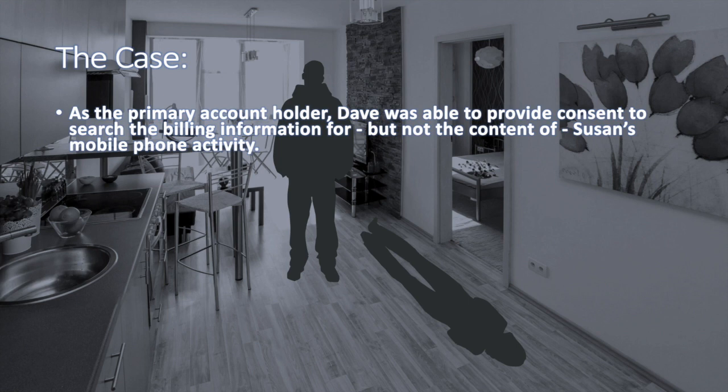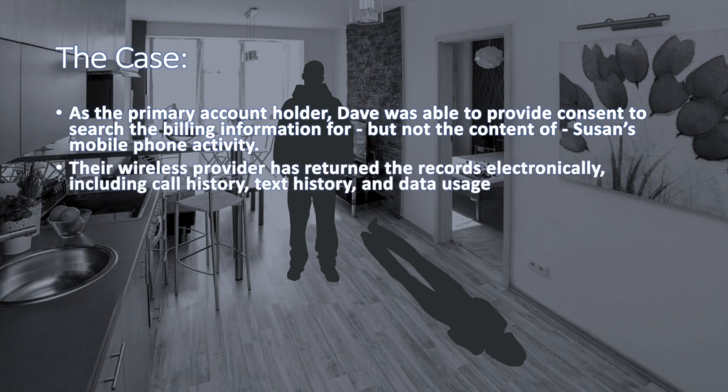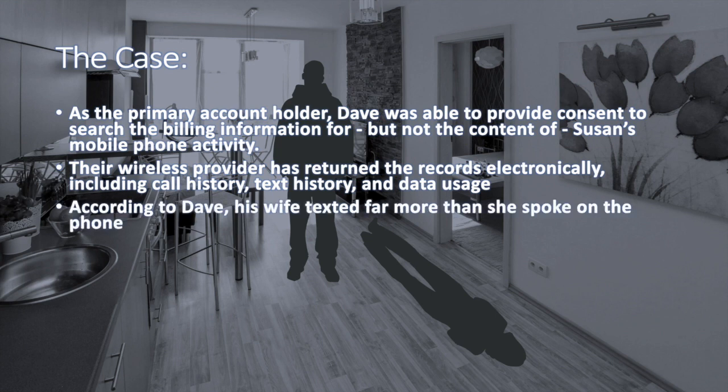Now, as the primary account holder, Dave was able to provide consent to search the billing information for Susan's phone activity. But due to privacy laws, the mobile carrier will not release the content of the messages without a warrant. Wireless providers return the billing records electronically, including call history, text history, and data usage. According to Dave, his wife texted far more than she spoke on the phone, so he suggested looking at her text first.